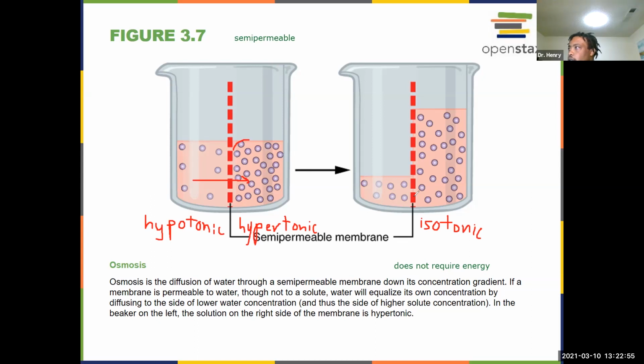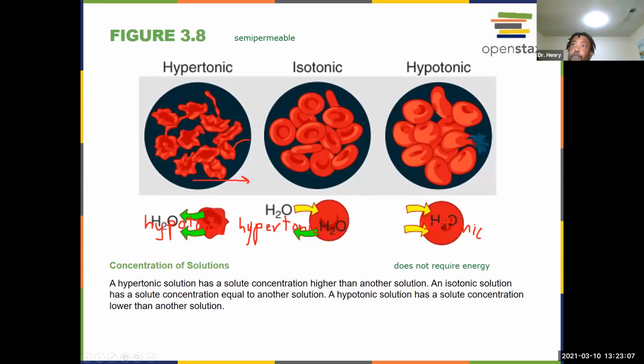You're good? Okay, so in the context of a cell, we have these same terms, and we'll see what happens. Okay, so we have a case where we have hypertonic. Hypertonic is, again, where the outside concentration is greater than the inside concentration. As a result of that, the water from the cell is going to be leaving the cell and going out into the environment.